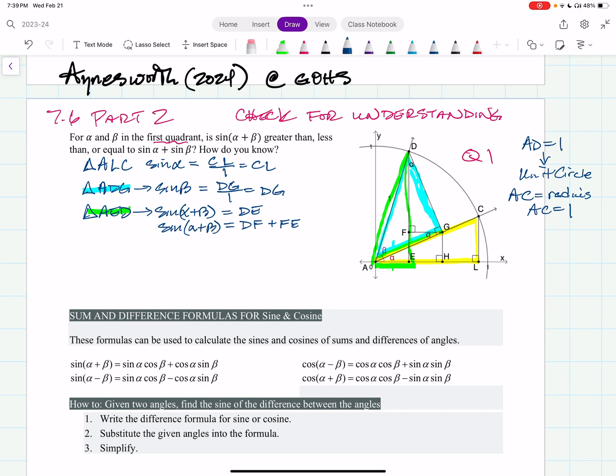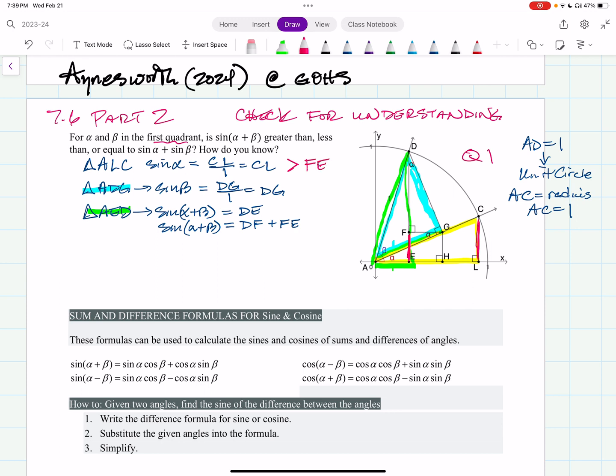So what does that mean? Let's compare these. Going back up to my first statement, in triangle ALC, sine alpha is equal to CL. Now CL, how does this distance compare to FE? Well, in the figure, it's longer. So CL is greater than FE.